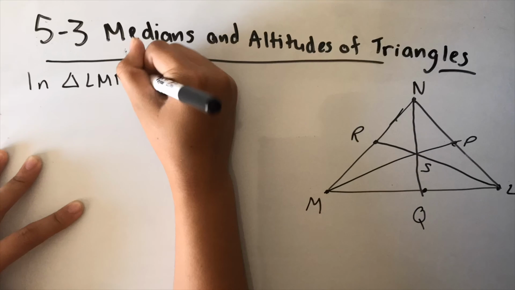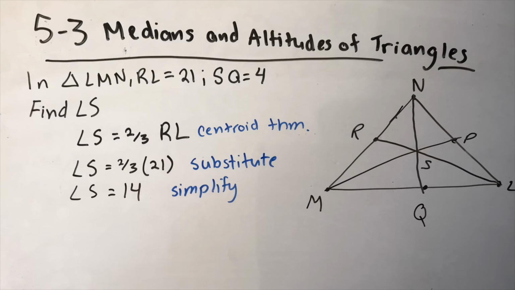In this triangle, triangle LMN, we know that RL equals 21 and SQ equals 4. We have to find LS. Using our theorem, we know that LS equals 2/3 times LR. So we can plug in what we know. RL is 21. Now from here, we can simplify. 2/3 times 21 is 14. So we know that LS equals 14.